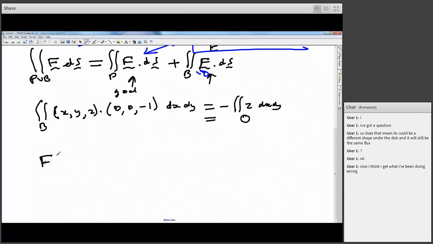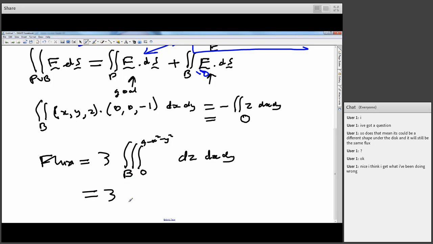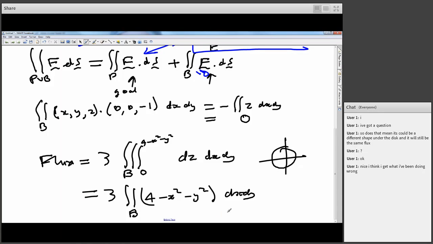So the flux that we're really after is 3 times this triple integral of dz dx dy, and we're integrating z's from the bottom, z equals 0, to the top, 4 minus x squared minus y squared, and then integrating over the shadow, which we'll call B. You integrate the z's, and you're getting 4 minus x squared minus y squared, and then dx dy, and that ends up reducing down to integrating over the base, which is just a circle. And so then, just like we did before, we apply polar coordinates and go for that.